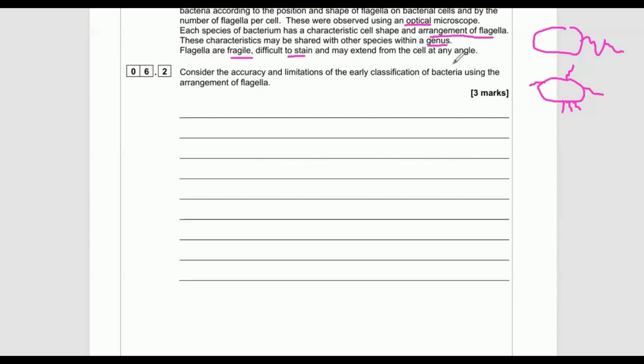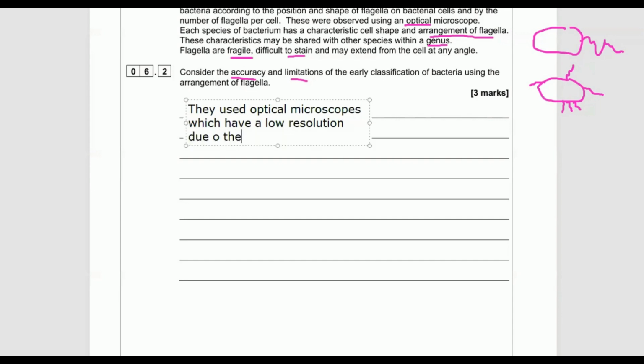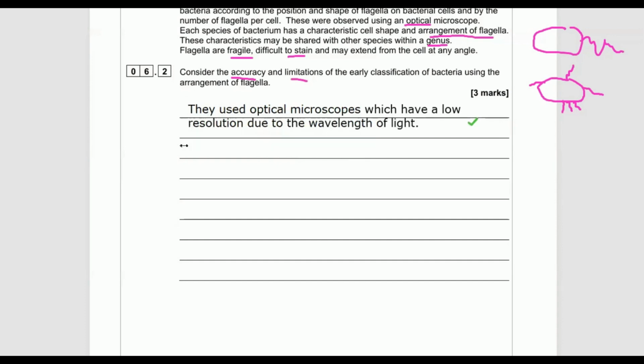So we're really looking at why it is not good to classify bacteria by the arrangement of their flagella. We're just picking out the bits from the passage that are the limitations of this classification system. They used optical microscopes, and we know that they have a low resolution, based on the fact that the wavelength of light is only 200 nanometers, and anything smaller than that it can't distinguish as separate objects. So the resolution of light microscopes is a limitation for classifying these bacteria.